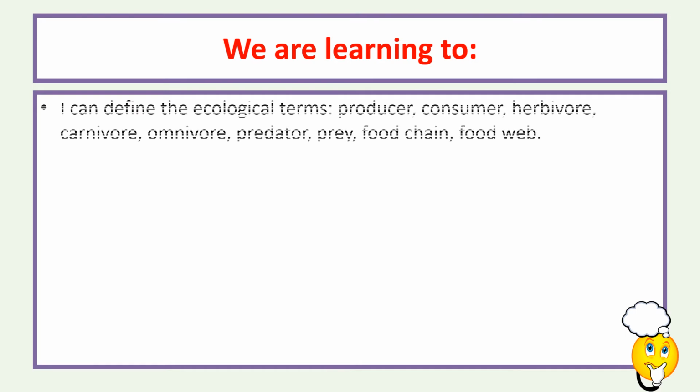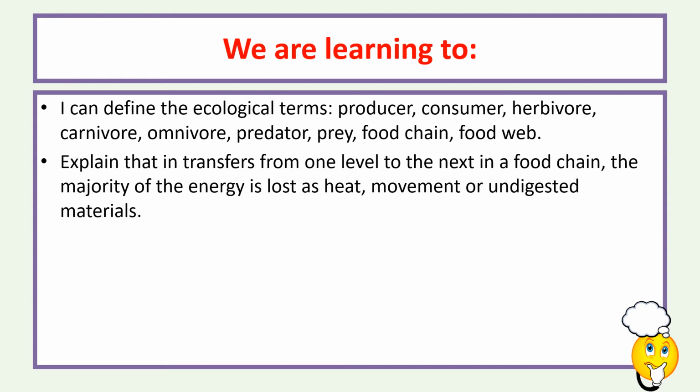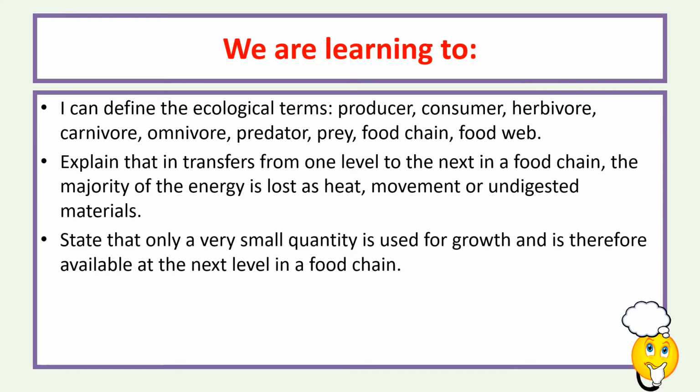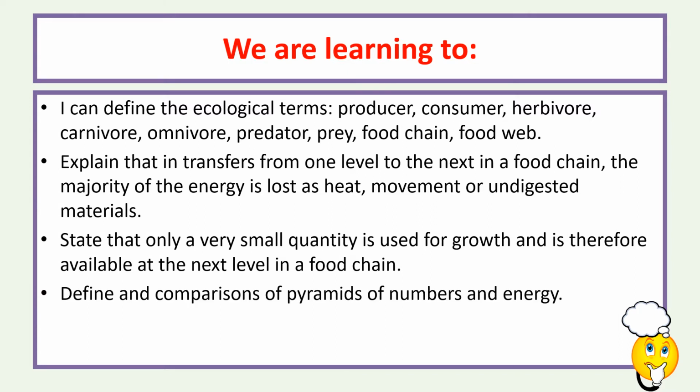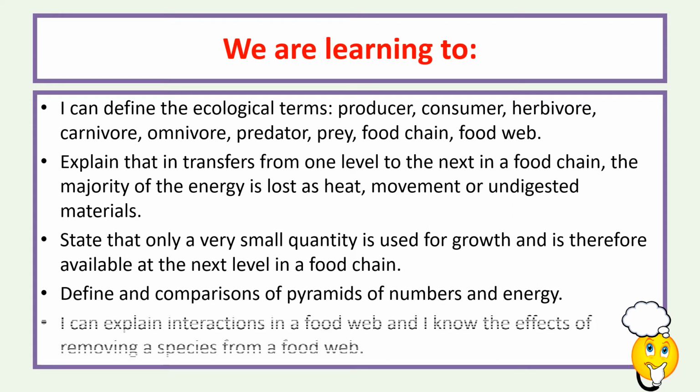So today we're going to be learning about how to define the ecological terms producer, consumer, herbivore, carnivore, omnivore, predator, prey, food chain and food web. We're going to be able to explain that in transfers from one level to the next in a food chain, the majority of energy is lost as heat, movement or undigested materials. State that only a very small quantity is used for growth and is therefore available at the next level of the food chain. Define and compare pyramids of numbers and energy, and explain interactions in a food web, and know the effects of removing a species from a food web.